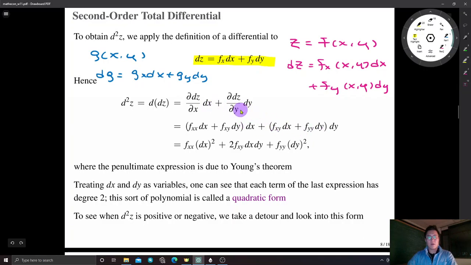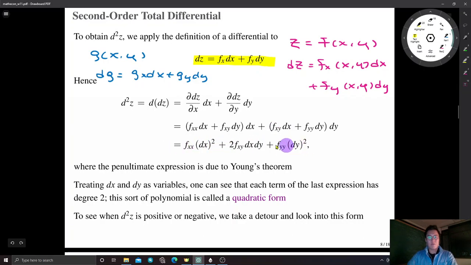Okay, and then going back to dz, now we take the partial with respect to y, and f sub x becomes f sub xy, and f sub y becomes f sub yy. Okay, so we have this, and then distributing dx and dy, you will obtain this expression.